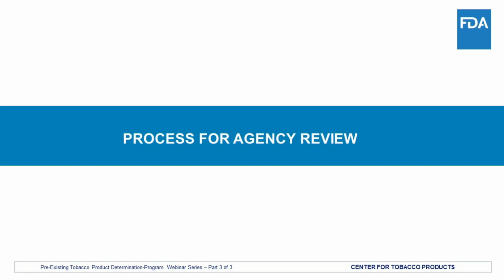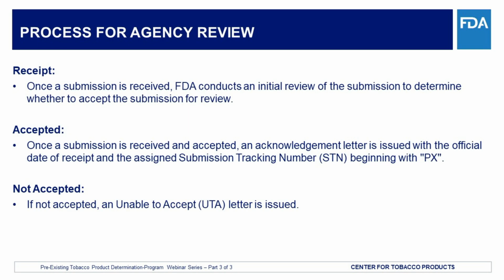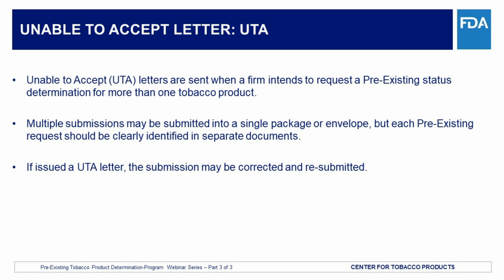In the following slides, we will discuss the process for agency review. Once a submission is received, FDA conducts an initial review of the submission. If accepted, an acknowledgement letter is issued. This letter will include the official receipt date and the assigned submission tracking number, or STN, which will begin with the letters PX. If a submission is not accepted, the FDA may issue an Unable to Accept, or UTA letter.